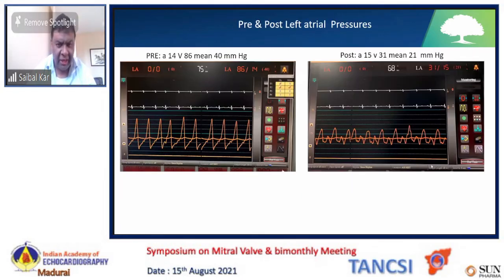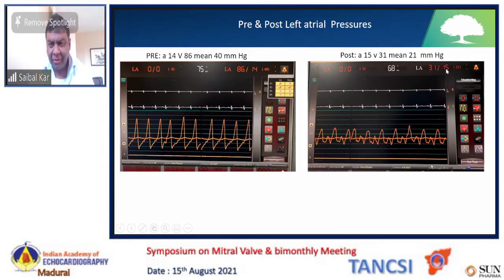And then we did the left atrial pressure. Left atrial pressure on anesthesia was a mean of 40. And the left atrial pressure V wave was 86 with the aortic pressure of 100. And this is the left atrial pressure after one clip, 21.